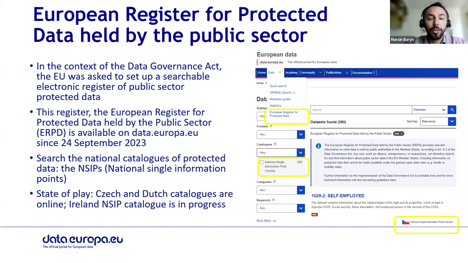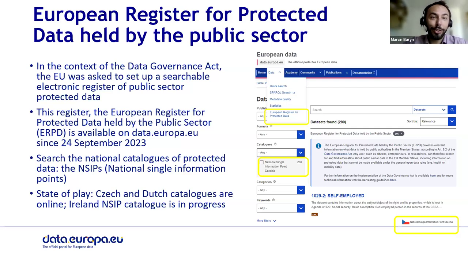We were asked to develop it. It is already there for quite a while, since September last year. And we have the first catalogs, and a couple of other member states are already in touch with us to include more. What does it contain?